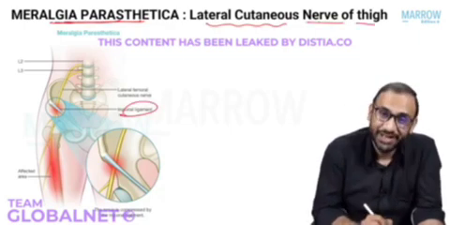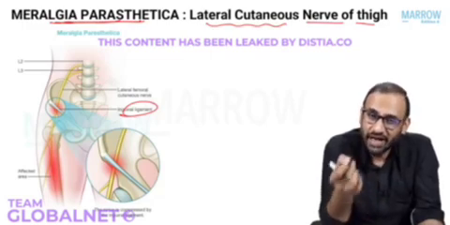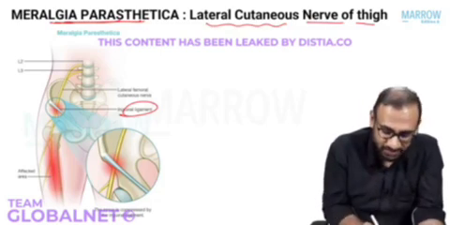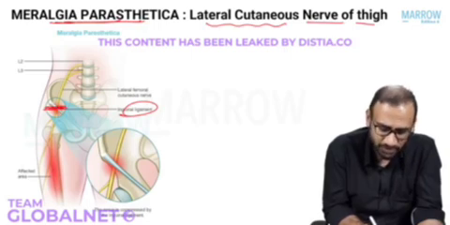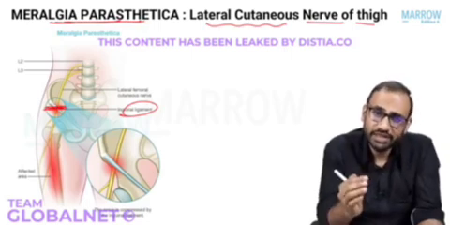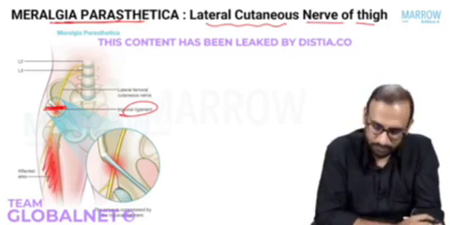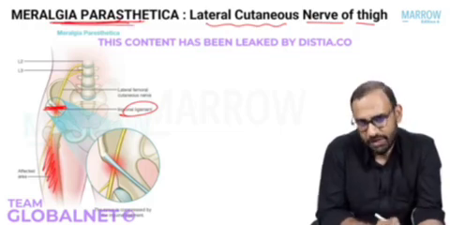Now, this is an important thing because it's seen in males, particularly males who wear tight jeans or tight belts. And because of these tight jeans and tight belts, the lateral cutaneous nerve of the thigh gets entrapped under the inguinal ligament. And because of this, the patient will have a burning sensation over the anterolateral aspect of the thigh. Okay, anterolateral aspect of the thigh. This is known as meralgia paresthetica.